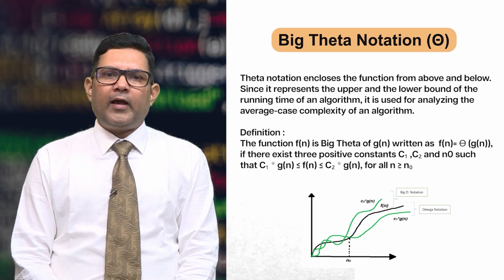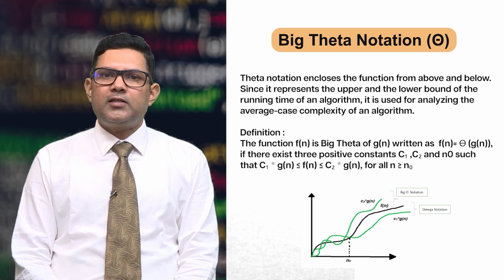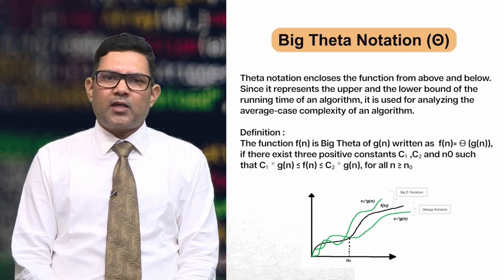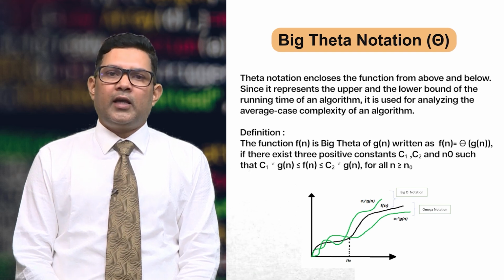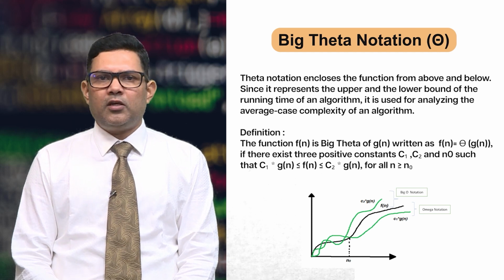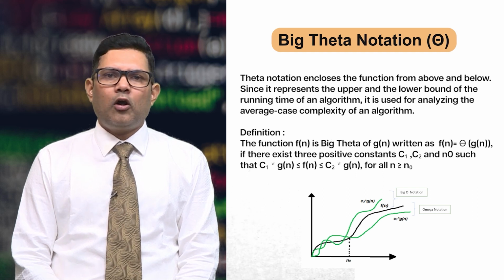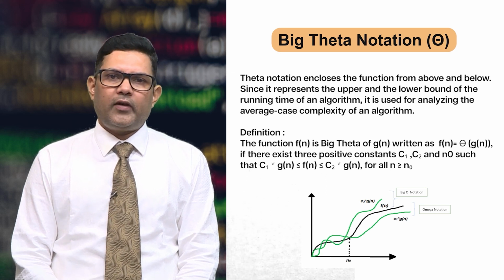Once we calculate the value of f of n, the function f of n lies in between c1 into g of n and c2 into g of n. But before that, sometimes f of n may be greater than c1 into g of n, or greater than c2 into g of n, or sometimes it may be less than c1 into g of n or c2 into g of n. But once we set the value of n naught, then f of n will always lie in between c1 into g of n and c2 into g of n.